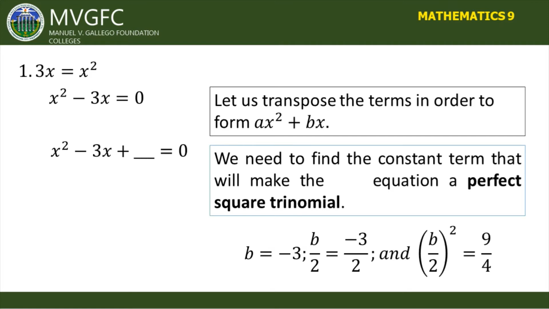And our formula is we need to divide b by 2 or simply multiply b by 1/2. That is always the same. So we have b over 2, or simply negative 3 over 2. And after that, to find the perfect square trinomial, we need to find the square of b over 2. So (b over 2) quantity squared is simply equal to 9 over 4. How do we get 9 over 4? That is negative 3 squared, or simply negative 3 times negative 3 is equal to 9. Then 2 squared is simply 2 times 2 is equal to 4.